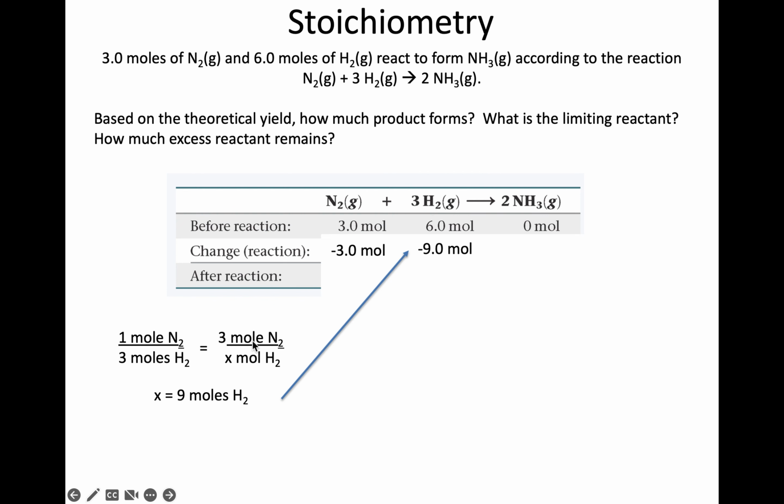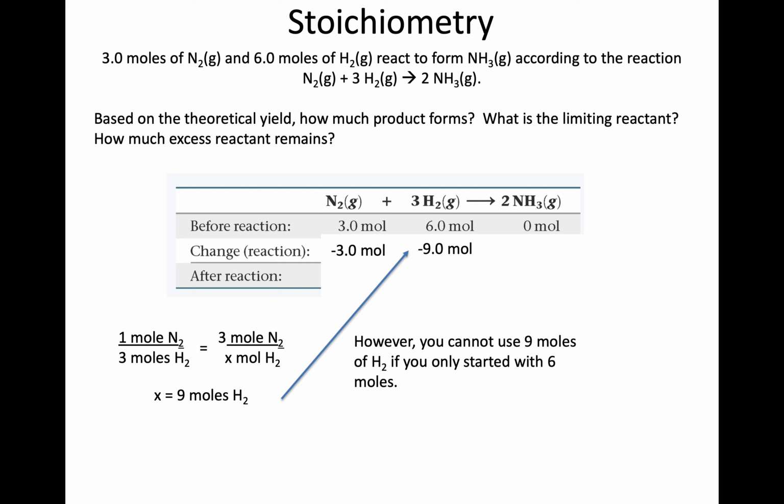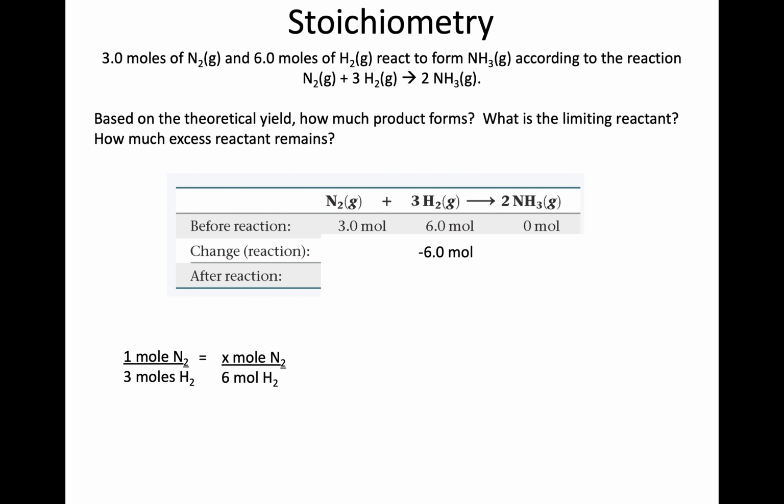So a simple proportion would say that if I have 3 moles of N2, it would take 9 moles of H2. I'd pause at that point and say, I can't do that. I can't use up 9 moles of H2 if I only started with 6. So I chose incorrectly for what the limiting reactant would be. So now I can just choose the other one. I began with 6 moles of H2, use them all up. That will tell me that I use up 2 moles of N2. I'm putting minus signs there to indicate that those reactants are going down in quantity.